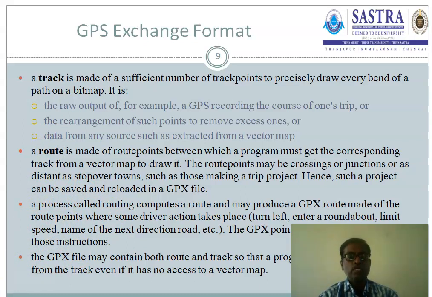Next one is a route. A route is made up of route points. Already I told that it collects based on the location information. It collects several route points, and all route points are connected together, and it creates a route and guides you to follow the route. And then sometimes we may get direct location information, or stored information from a vector map. It may take stored information, already visited routes and other information already recorded, meaning we can take the value from the vector map. The route points may be crossings or junctions or distinct stopover towns.